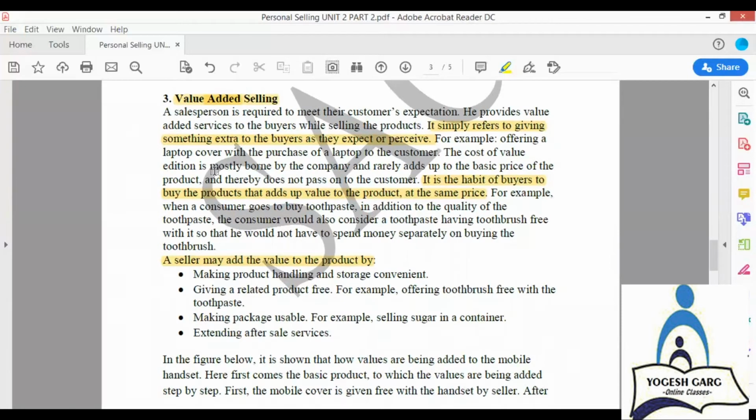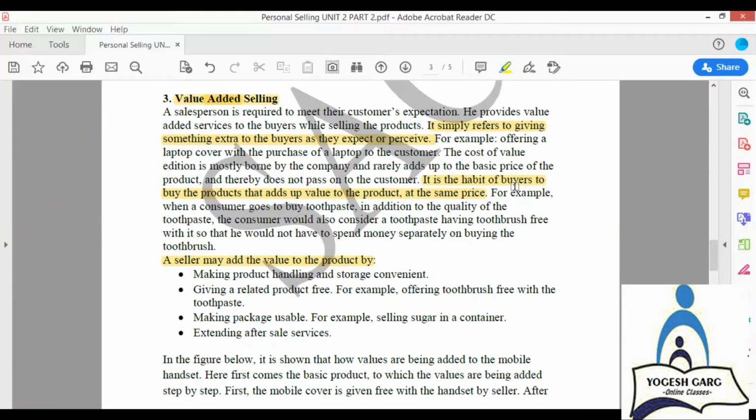You're buying a mobile phone and the seller is saying, sir, I'm giving you the cover free of cost. Or you can say, I'm giving you extra insurance and a screen guard. These are the value additions. Or take another example: you're going to buy a toothpaste, and the toothpaste company says that we are giving you one brush free. That is something you always feel is value added selling.